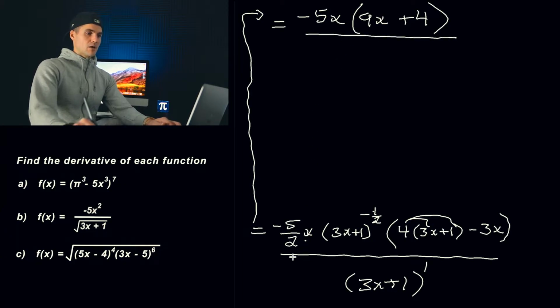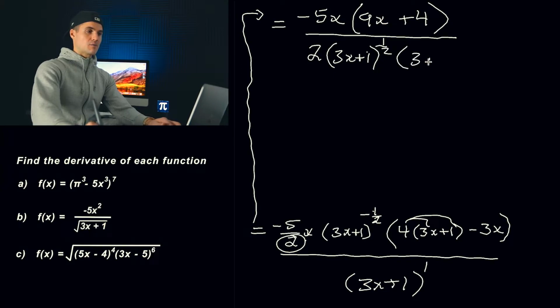And then in the denominator, what happened? We brought this 2 down. So let's write that. And then we brought this 3x plus 1 to the negative 1/2 down. So that became 3x plus 1 to the positive 1/2. And then we still got that 3x plus 1 to the power of 1. And then notice that these two, as I mentioned, they have the same base. So when we're multiplying two exponential expressions with the same base, we can add the exponents. What's 1 plus 1 over 2? 2 over 2 plus 1 over 2, that gives us 3 over 2.